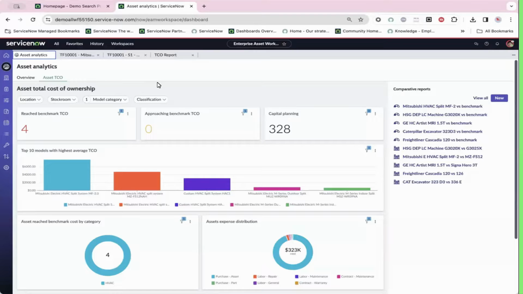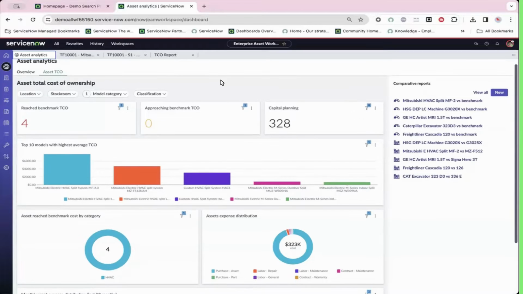Here you have your asset TCO within the Enterprise Asset Workspace, and it's within the Asset Analytics module. Here, we're able to see all of the dashboards associated with the asset total cost of ownership, which is our new feature here. So as asset managers, you often struggle to calculate and understand the total cost of an asset throughout its lifetime because it's obviously complex in nature, and you have to utilize multiple different systems. However, it becomes cumbersome.